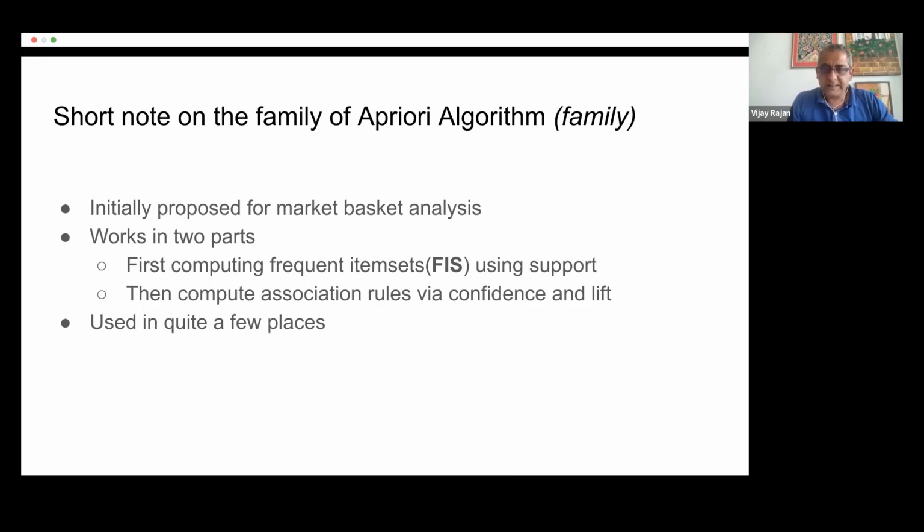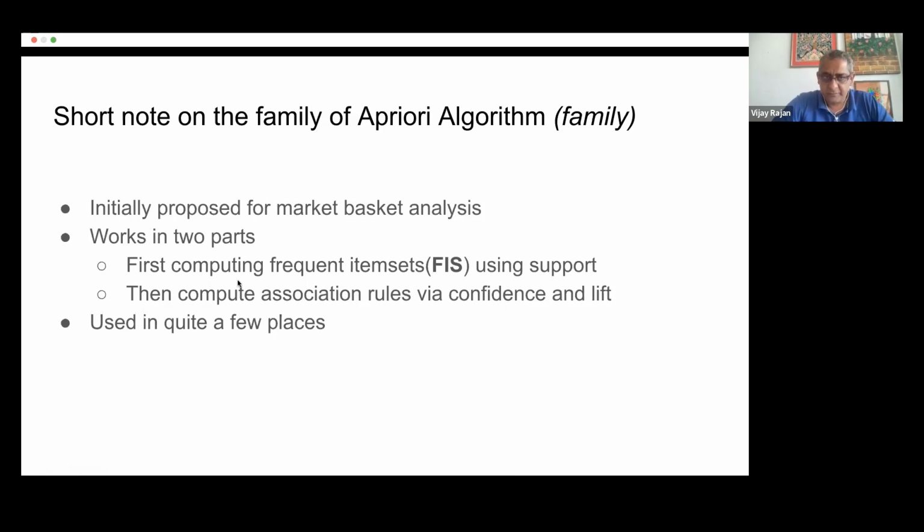So a short note on the Apriori algorithm, initially proposed for market basket, works in two parts. First, compute the frequent item sets, FIS, that is a combination of levels and combinations, and then compute association rules and use lift and confidence. And this is part of the theory of association rules, which I won't get into. But I hope someday someone does a detailed talk on this, or if there's already one on association rules on DataHour, if you can bring it to my attention, I'd really appreciate that.